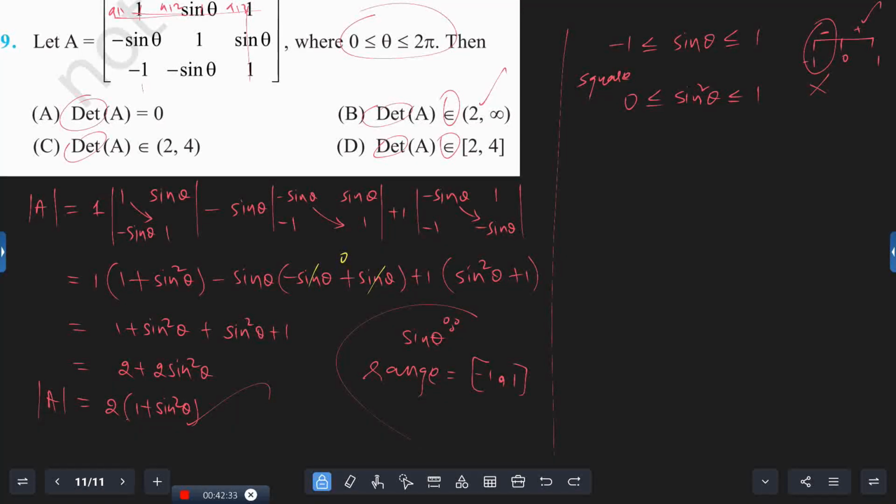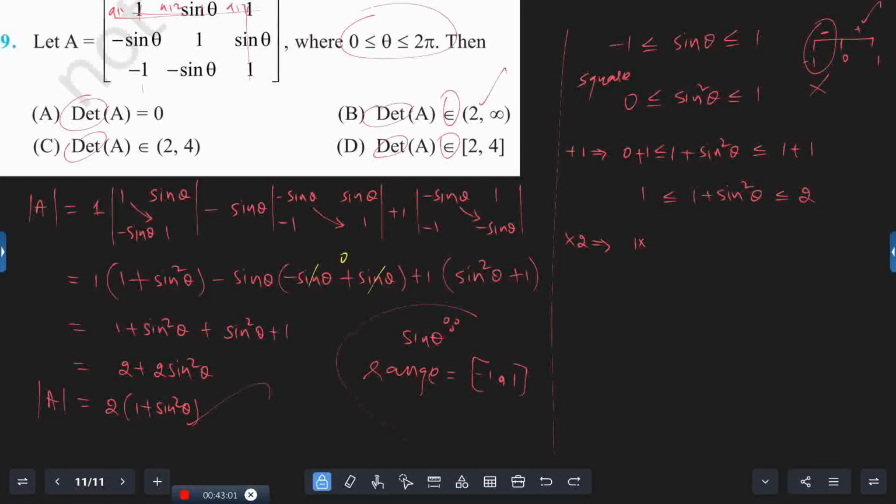So 0 to 1 I am giving. Later, what I need is plus 1 along with the sin square, that is sin square plus 1. So add 1 on both sides. 0 plus 1 less than or equal to 1 plus sin square less than or equal to 1 plus 1. That is 1 less than or equal to 1 plus sin square less than or equal to 2. Then what do I need extra? I want to multiply with 2 as in the question. Then multiply 2 on both sides.